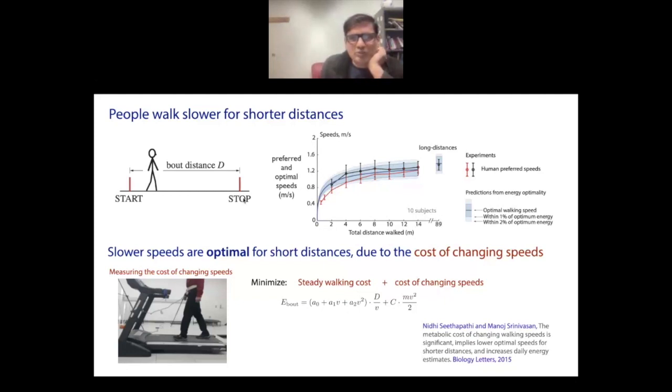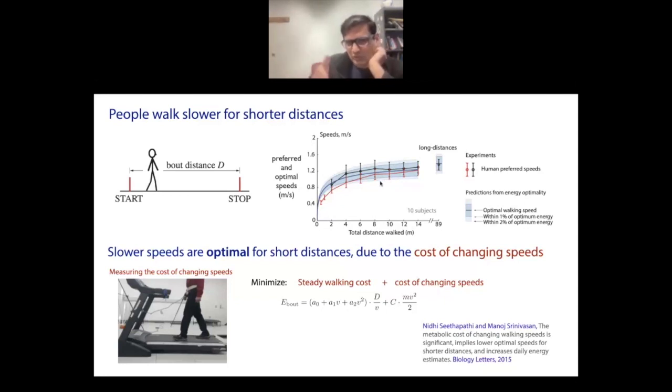So what do people do? People walk systematically slower for shorter distances. If you say the long distance walk is in this case averaging about 1.4 meters per second, the average speed, which is in this black error bar line, the average speed over the whole bout goes down like so. And then the red one, which is systematically below the black one, is the peak speed or the speed at the middle of the bout, right?